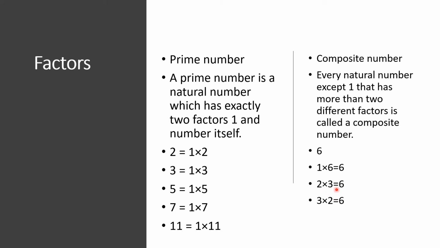Now here 2 and 3 and 3 and 2 are repeating. That's why we can say the factors of 6 are 1, 2, 3 and 6. There are 4 factors: 1, 2, 3, 6. Therefore 6 is not a prime number. It is a composite number. And always remember 1 is neither prime nor composite. Clear?